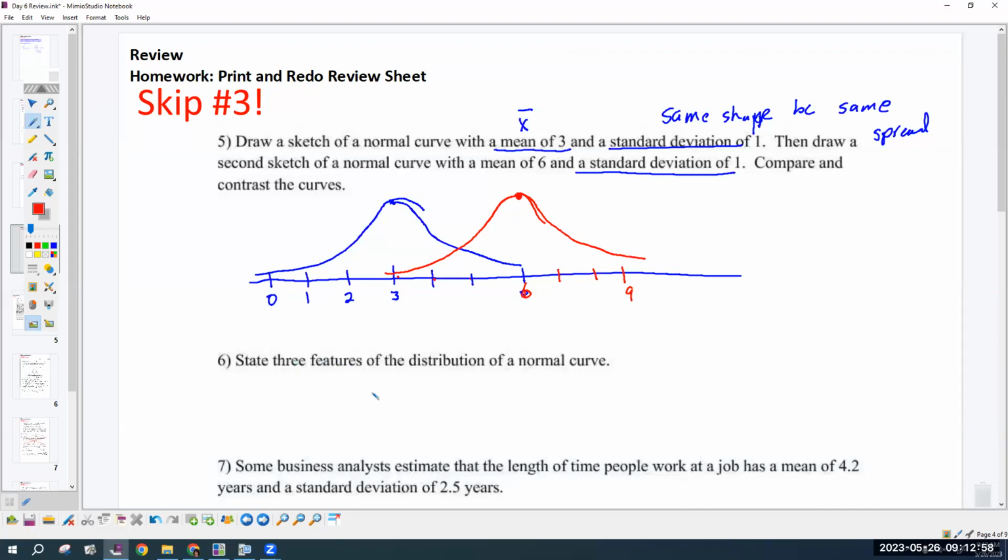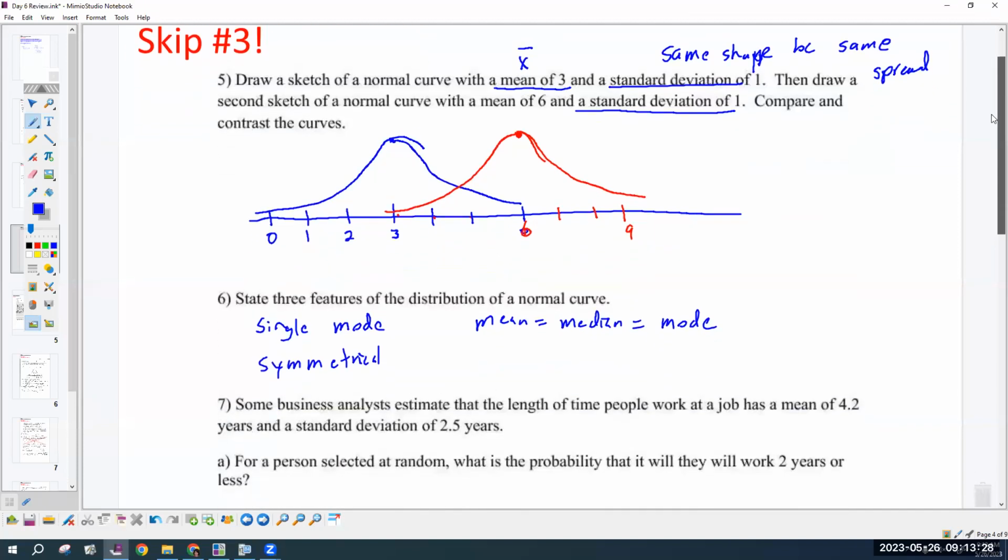So 3 features of a normal curve. One feature is they have a single mode. They are symmetrical. We could say that the mean, the median, and the mode are all equal. And those are probably the 3 best. I mean, there's lots of other things you could say about them in terms of the mean and standard deviations, but these are the 3 general.